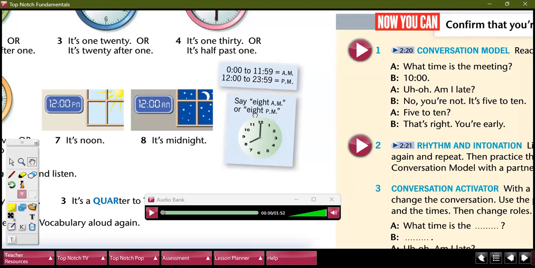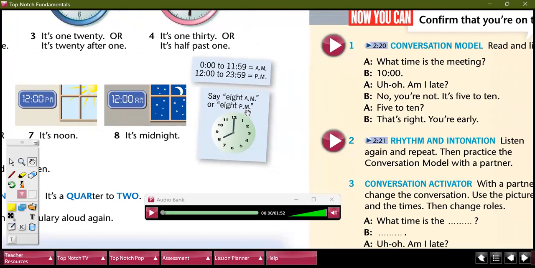Ahora, ¿cómo decimos este a.m. y este p.m.? A.M., A.M., listen, A.M., A.M.